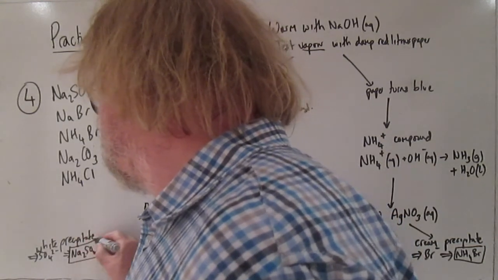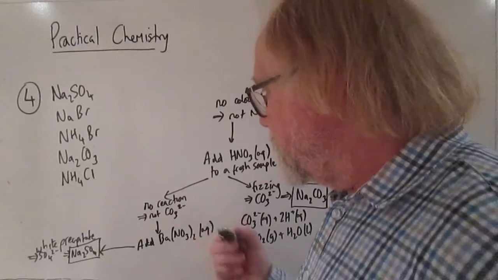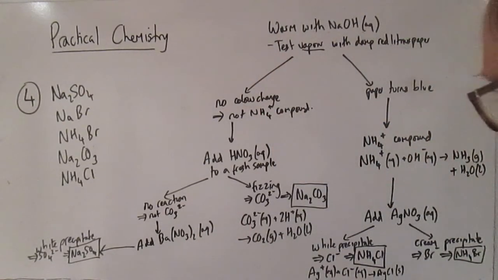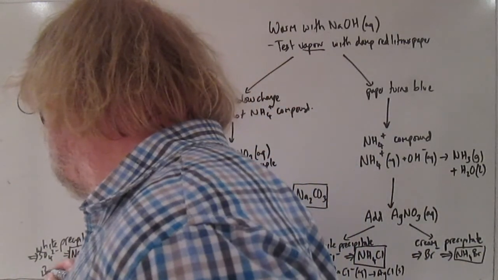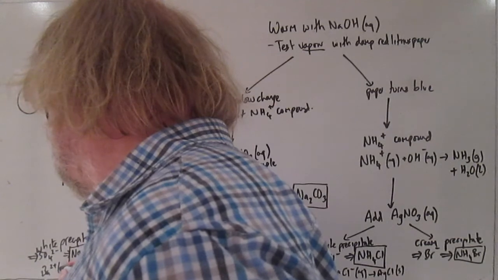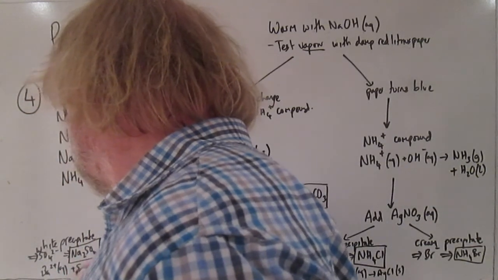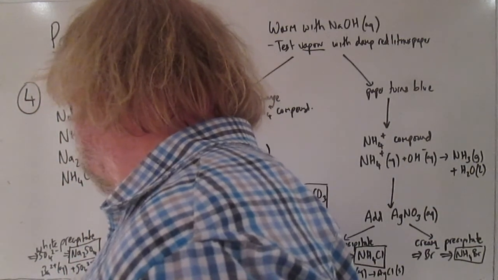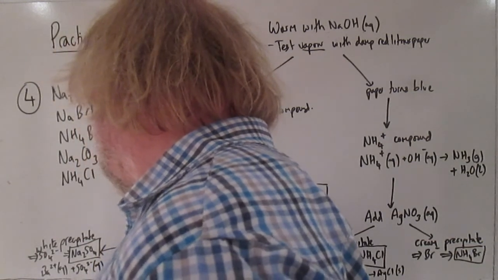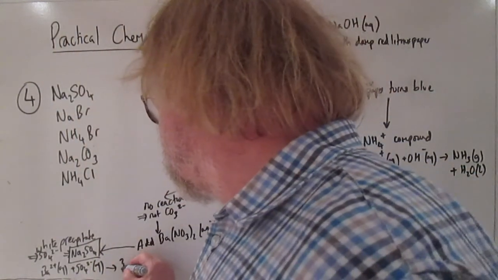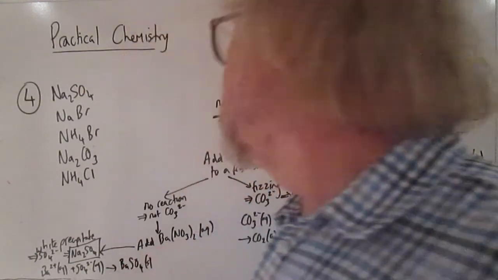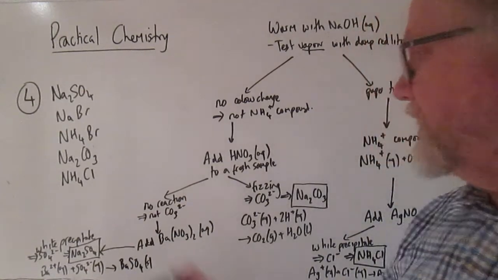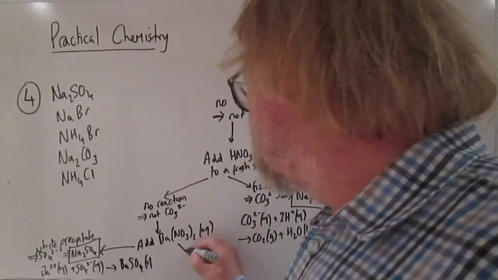Okay, so we got that identified, and the equation for that again is a really simple one, just like this one. Positive ion meets negative ion and they stick together, and it's the same here. Ba2+ barium ions meet SO4 2- sulfate ions, and barium sulfate precipitates out. And of course the other solution is sodium bromide, and that's not going to react, so you just get no reaction.